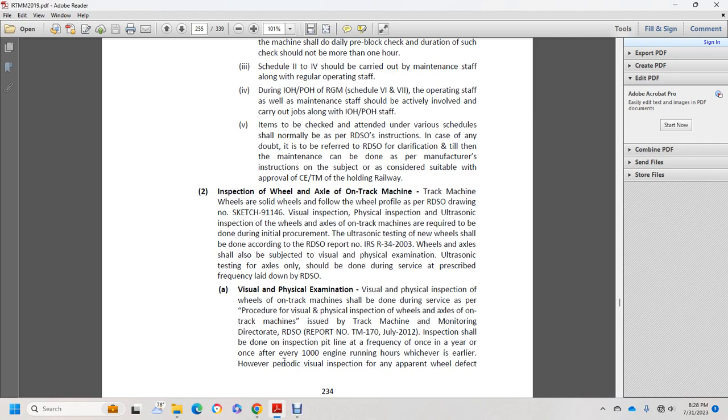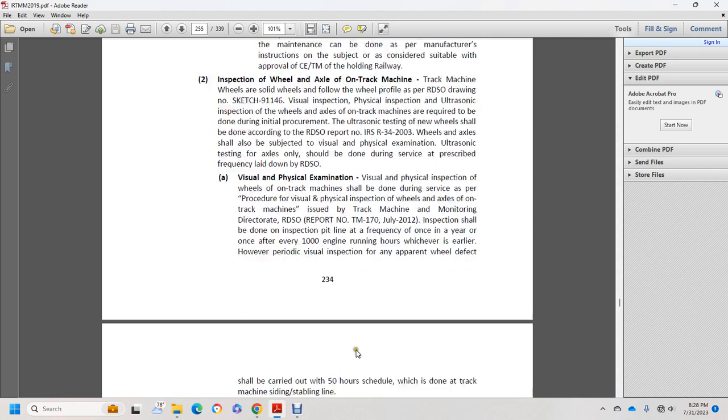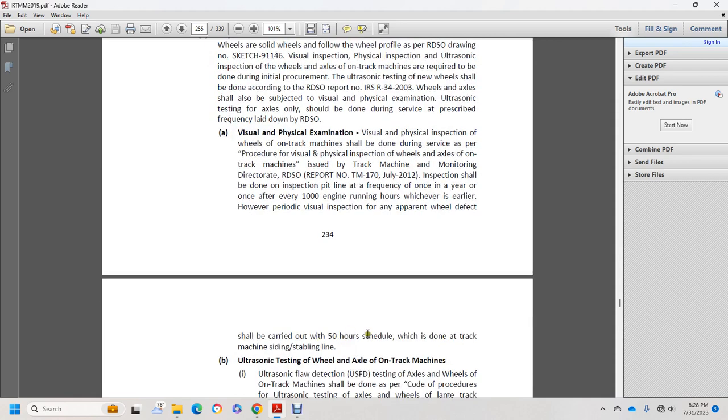Inspection should be done on the inspection pit line once a year or after every 1,000 engine running hours, whichever is earlier. However, a periodic visual inspection for any apparent wheel defect should be carried out with the 50-hour schedule, which is done at the track machine siding and stabling line. Ultrasonic testing of the wheel and axle on the track machines.